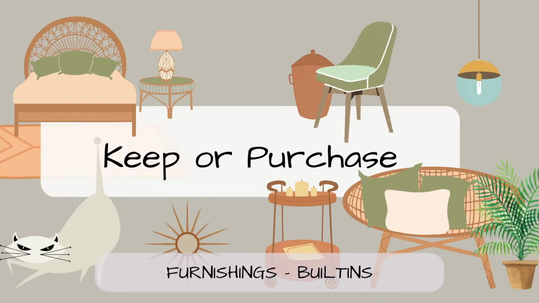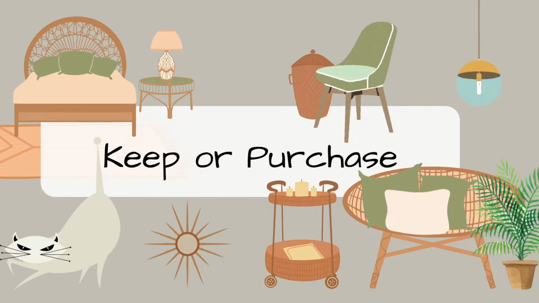Factor number 4 is furnishings and built-ins. You need to know the furnishings that you will be keeping, and you need to know what you will be purchasing or building in addition to what you currently have. Knowing the furnishings that you currently have will help you determine the percentage of your budget that will go towards sourcing additional pieces for the space.